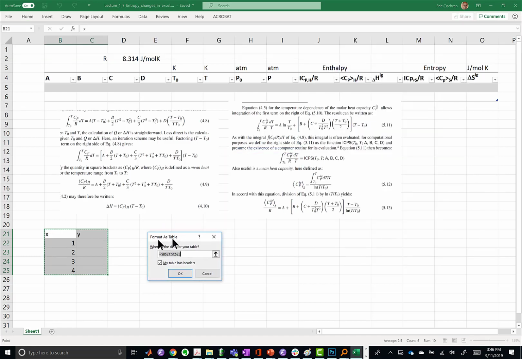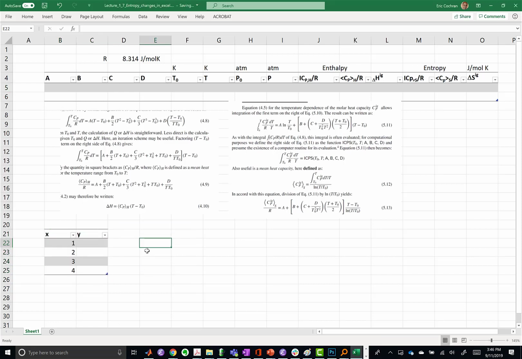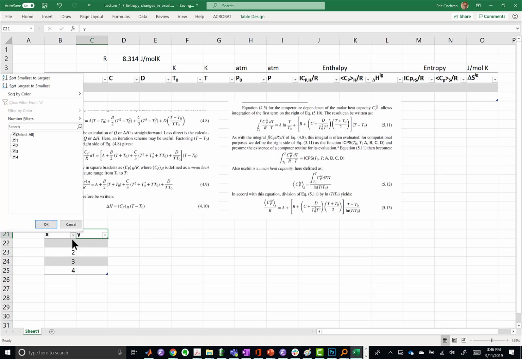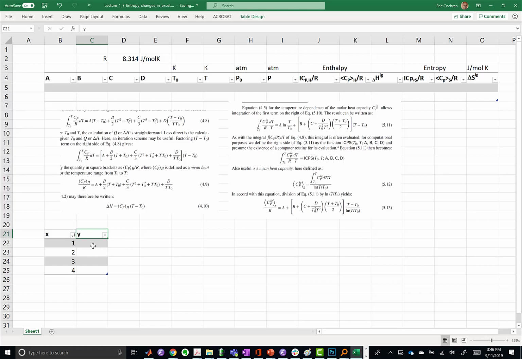This dialog box appears, and it says where's the data. It's going to be where you have selected, and then you're going to leave the My Table Has Headers box checked. And so that's how that formatting came about. Now, you can do cool things like sort, so I can go from largest to smallest, or smallest to largest.